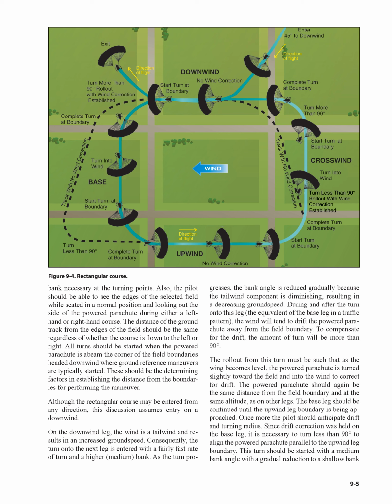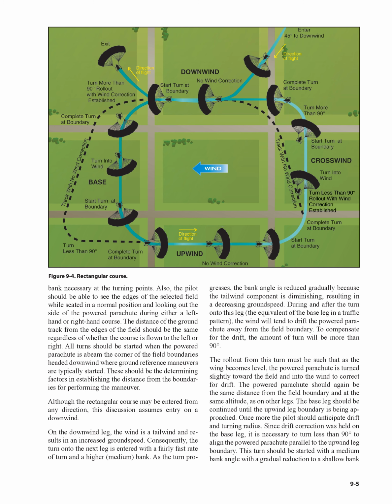All turns should be started when the powered parachute is abeam the corner of the field boundaries headed downwind, where ground reference maneuvers are typically started. These should be the determining factors in establishing the distance from the boundary for performing the maneuver. Although the rectangular course may be entered from any direction, this discussion assumes entry on a downwind.